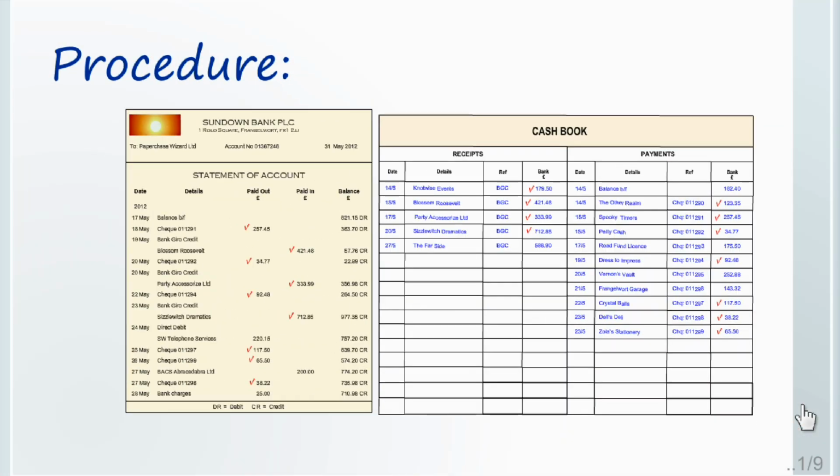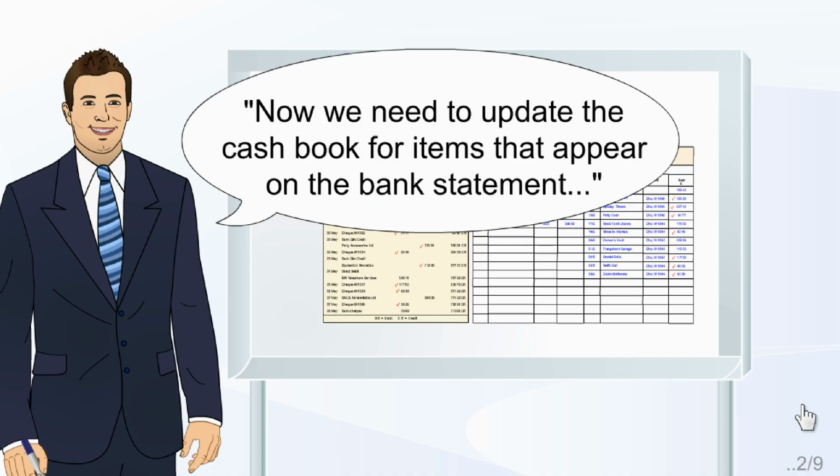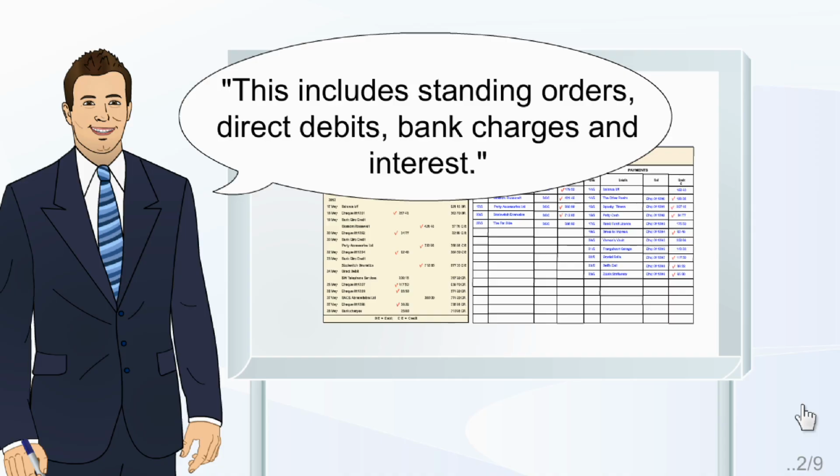Once we've ticked off all the items that we can, we move on to the next step. So, for step 2, we now need to update the cash book for all the items that appear on the bank statement but are not shown in the cash book. This typically includes items such as standing orders, direct debits, bank charges and interest.